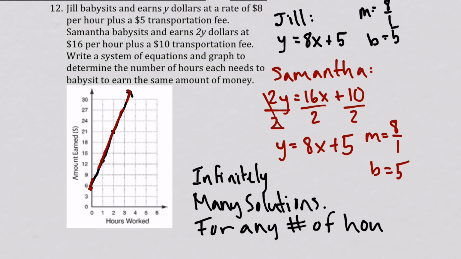For any number of hours that they work, they will make the exact same amount of money. You could test that by plugging in any numbers you want. Plug in 2 into Jill's equation, for example. Say she works 2 hours. 8 times 2 is 16. 16 plus 5 is 21. Plug in 2 into Samantha's equation and solve for y, and you will also get 21.